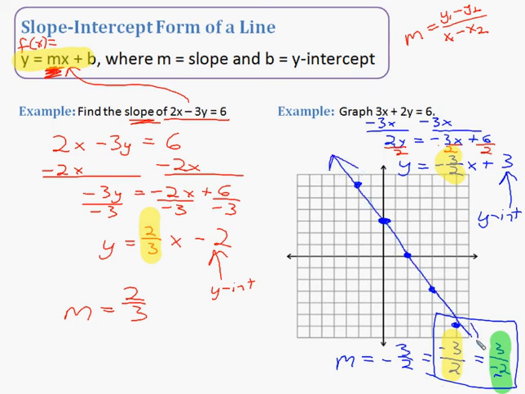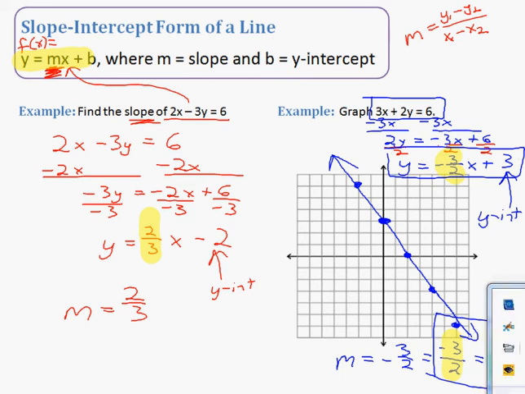And there's the graph of our line, which was 3x plus 2y equals 6. We wrote it in this more helpful form of y equals negative 3/2 x plus 3. And so that is a quick summary.